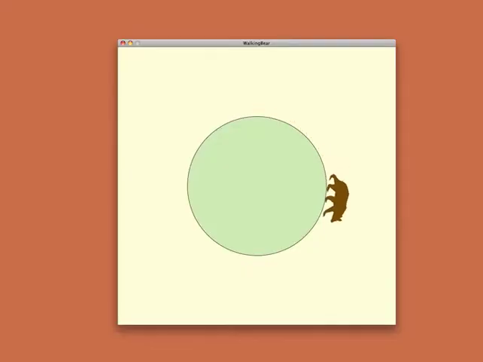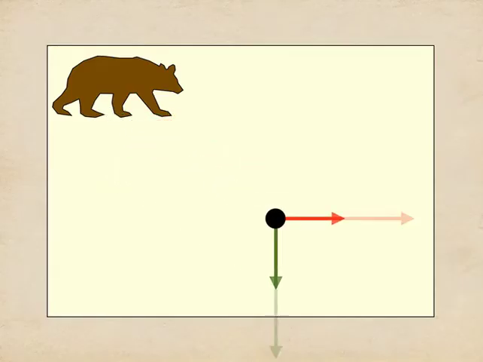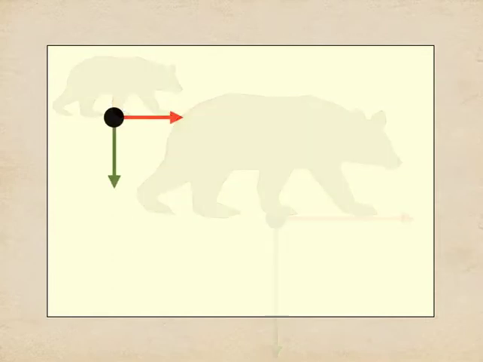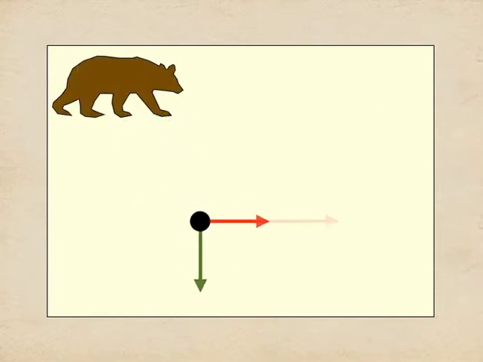Here's an example of the bear walking around the world, and all I'm doing is rotating him from frame to frame. We can also scale the coordinate system. Anything drawn after a scale will be bigger or smaller than it was before the scale.